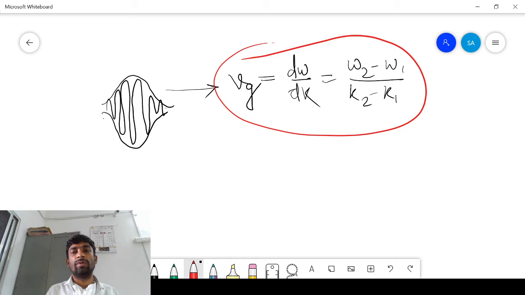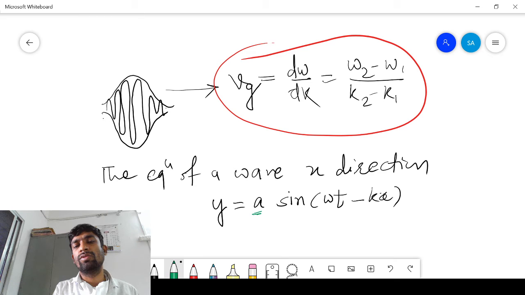Suppose, what is the equation of a wave which is moving in the x direction? Y equals a sin(omega t minus kx). Okay, this is the equation of a wave moving in a forward direction. Now where a is known as your amplitude, omega is your angular velocity, t is your time, k is your propagation constant.